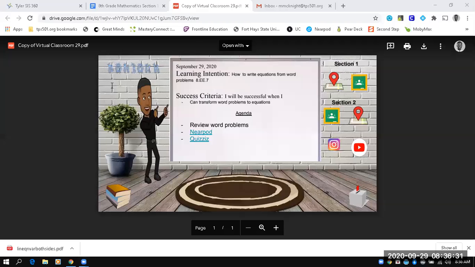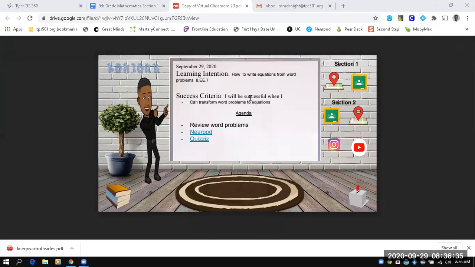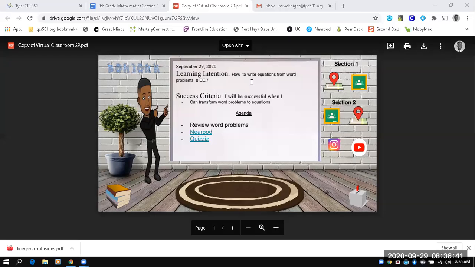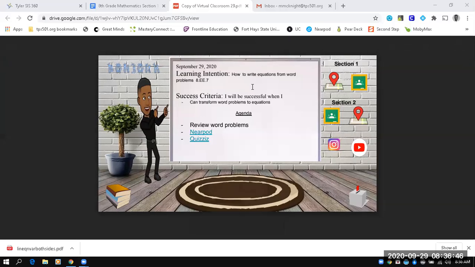All right, so for today's lesson, we're going to be focusing on writing word problems. Again, we've taken a little step back, and that's okay because we want to review some stuff. Our learning intention is we're figuring out how to write equations from word problems, and we're still focused on standard 8.EE.7.